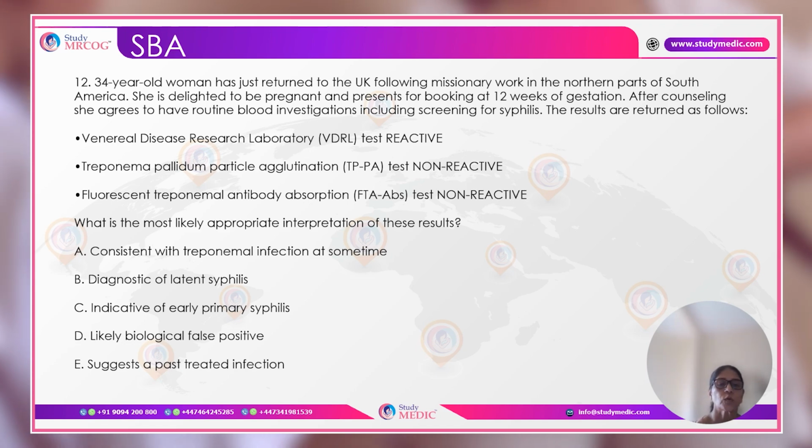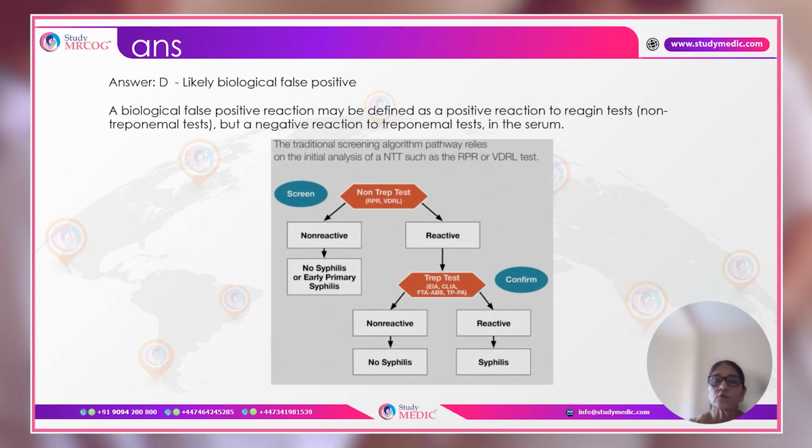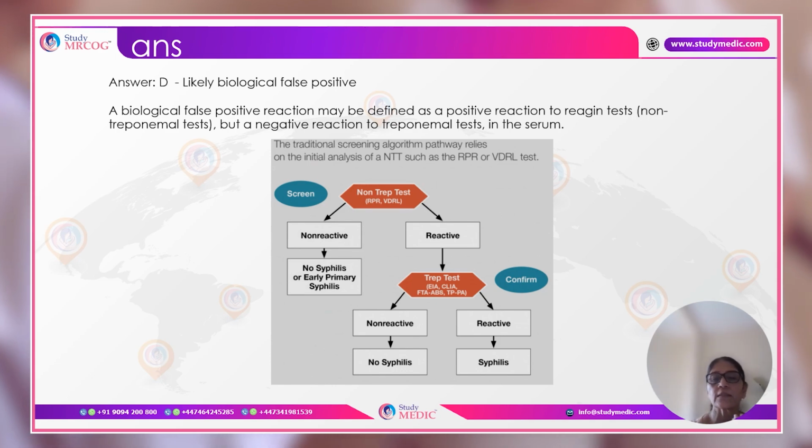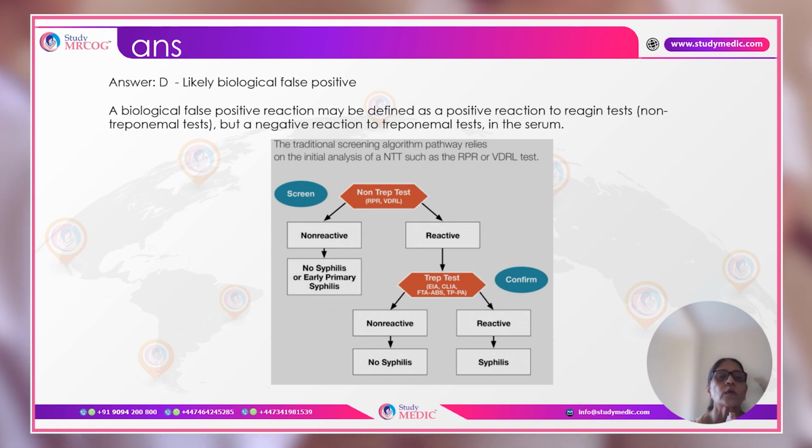Okay. Now here you have to remember which of the tests are specific for syphilis and which are non-specific, because you have a lot of tests for syphilis. So here the answer is basically it is a biologically false positive test. So what is a biologically false positive test? It means a test that is positive to reagent tests.